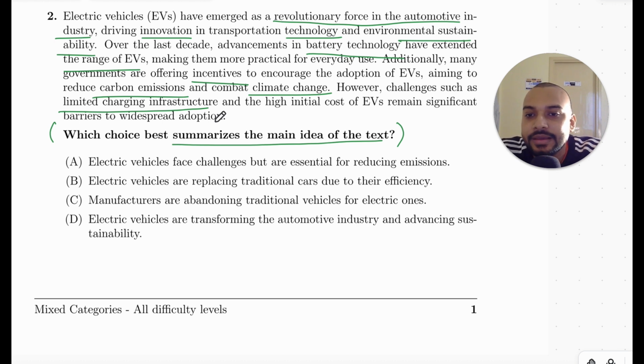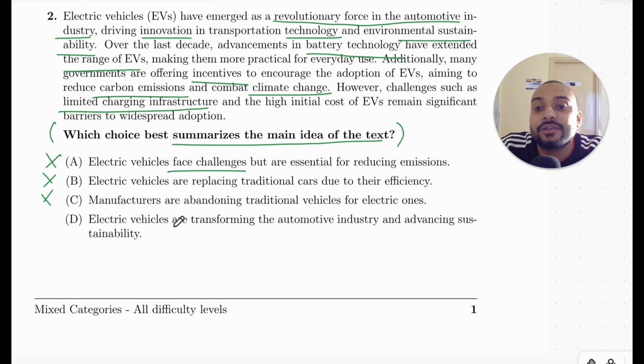Okay. Option A. Electric vehicles face challenges but are essential for reducing emissions. Logically, this is correct, but they're emphasizing challenges more than reducing emissions or the benefits. So not a very good fit, though it can be logically correct. B. Electric vehicles are replacing traditional cars due to their efficiency. Nowhere has a comparison been drawn between electric vehicles and traditional cars. So no invented information. C. Manufacturers are abandoning traditional vehicles for electric ones. Again, no mention of that. Wrong. So just by the process of elimination, all three are wrong.